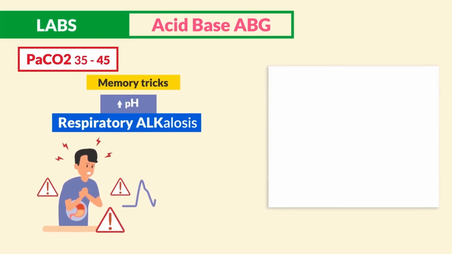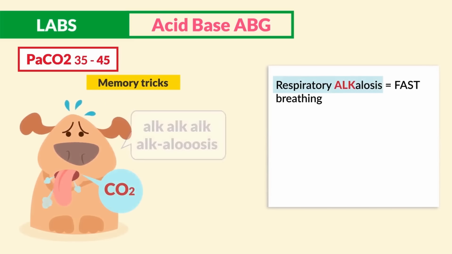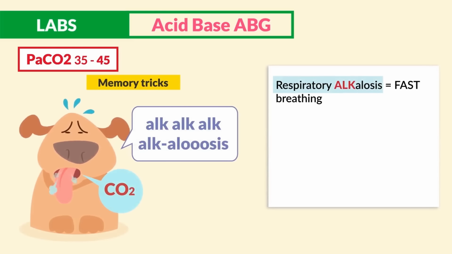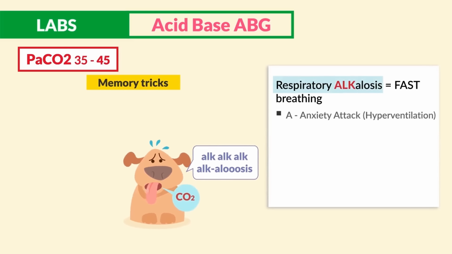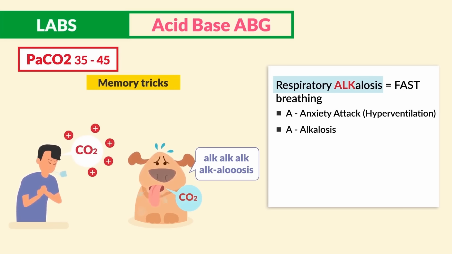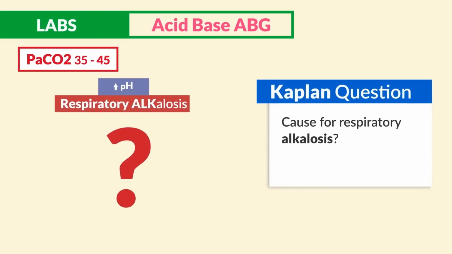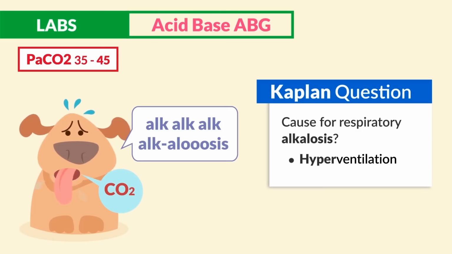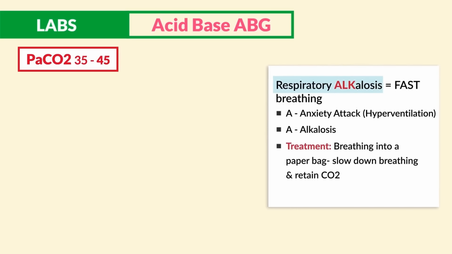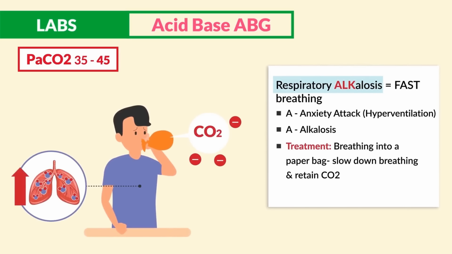So the memory trick we use for respiratory alkalosis, that fast breathing, just pant like a dog, alkalosis. Or you can think of the double A's here. Anxiety attack for hyperventilation will lead to alkalosis. So Kaplan mentions the cause for respiratory alkalosis is hyperventilation. So we simply treat the patient by breathing into a paper bag to slow down the breathing and retain that CO2, that carbon diacid that is lost.